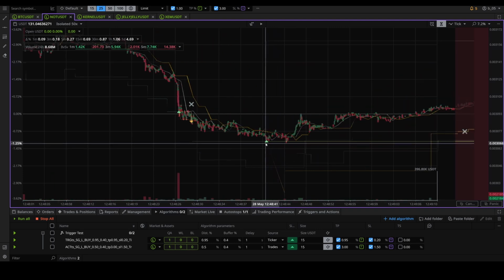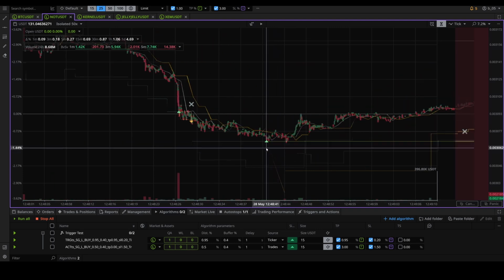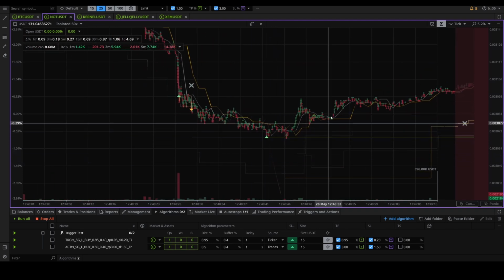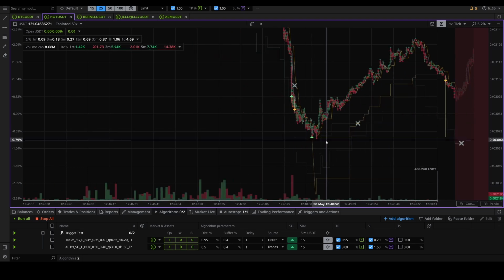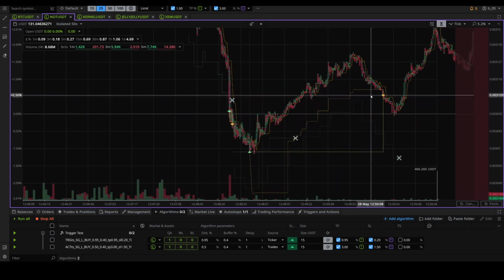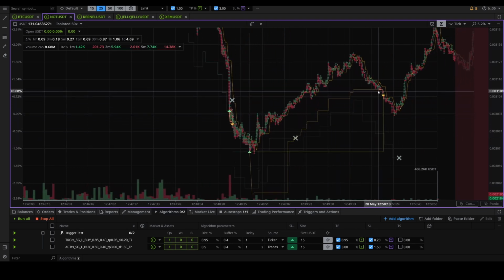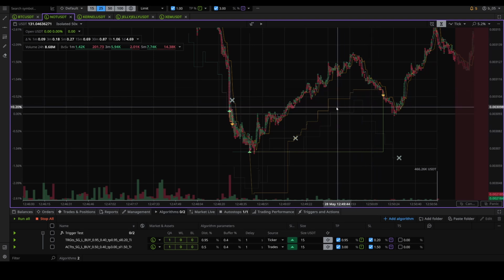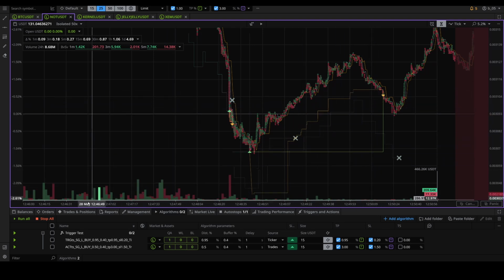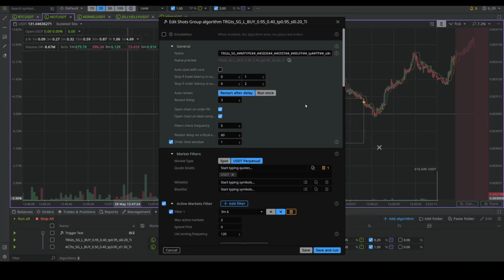So I open another buy order here, hopefully at the very bottom of this turnaround, and then I try and take as much as possible. Let me show you exactly how this works. So to test this theory out, I set up a test algorithm. It's a pretty simple algorithm.